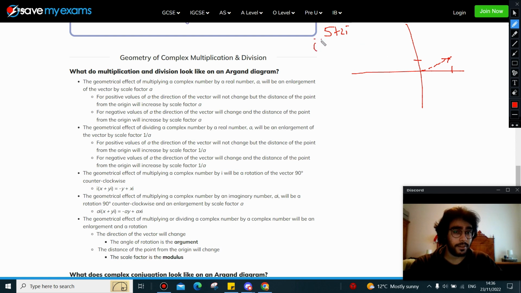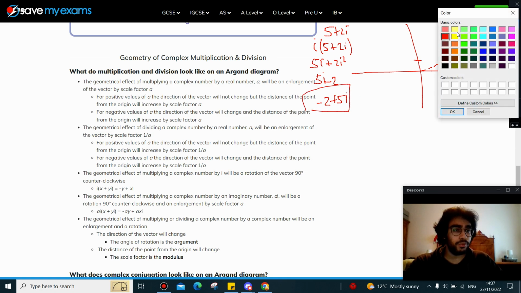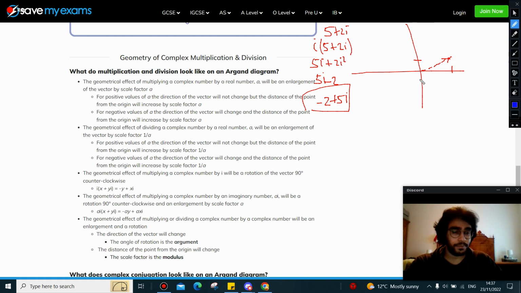Now, if I multiply this by i, 5 plus 2i times i, what will I get? I will get 5i plus 2i squared. 2i squared is minus 2, right? i squared is minus 1. Minus 1 times 2 is minus 2. I have 5i minus 2. I will write the minus 2 first and then the 5i because I usually write real numbers first. I have this number now. So if I sketch this on my Argand diagram, what do I have? Minus 2 is here and the plus 5 is here. This is the point, and this is my new vector after multiplication.